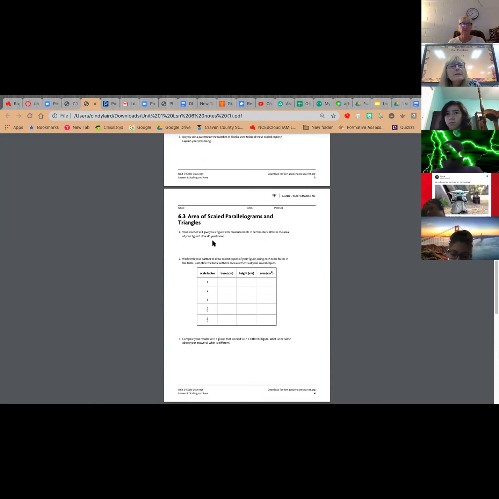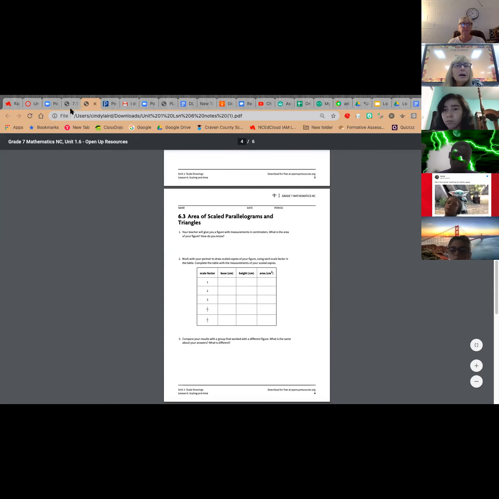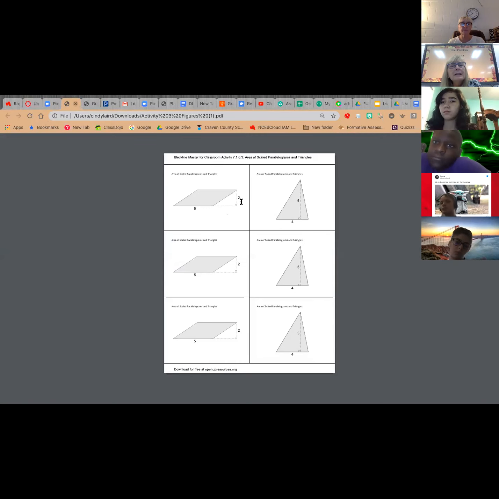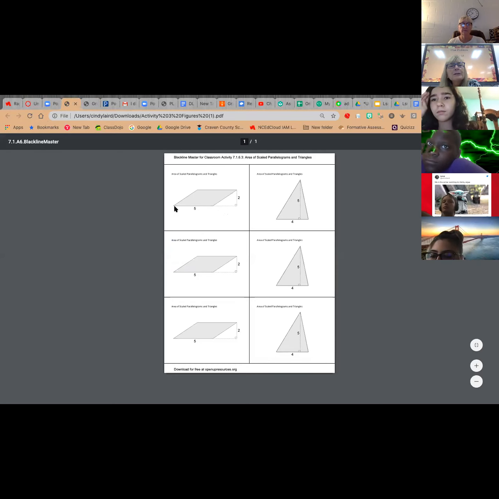Okay, we're going to skip activity 2. Then you're going to do activity 3. Activity 3 says your teacher will give you a figure with measurements in centimeters. I am going to show you where that is. See where it says activity 3 figures right here, PDF? You're going to click on that and you will see these figures. Notice these are all the same. You're going to do the parallelogram and the triangle because you don't have a partner to work with. So you're going to have to do both of them. All right?